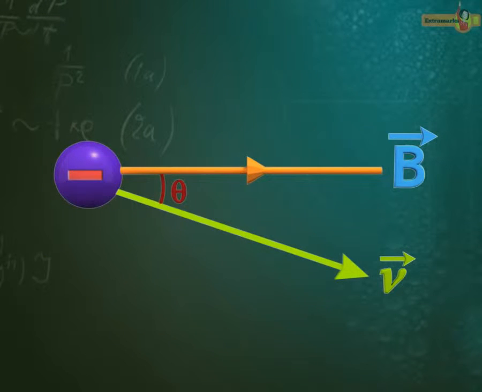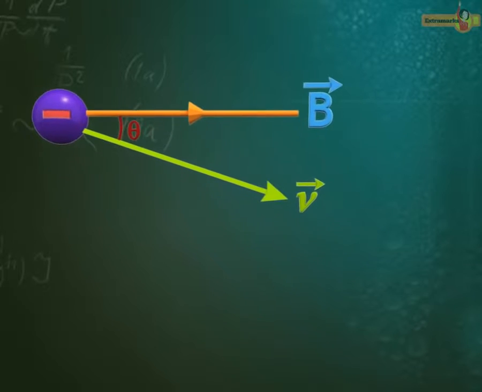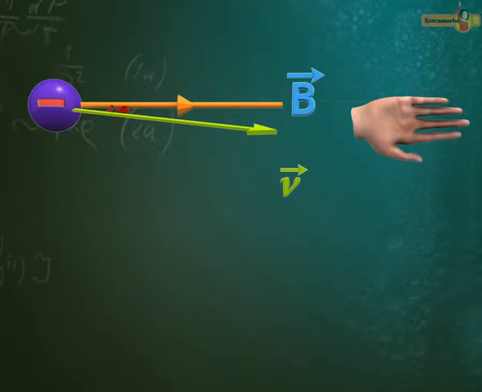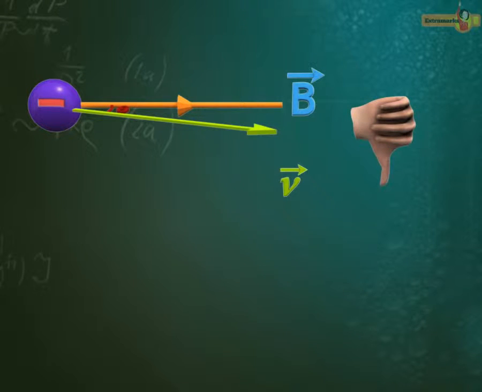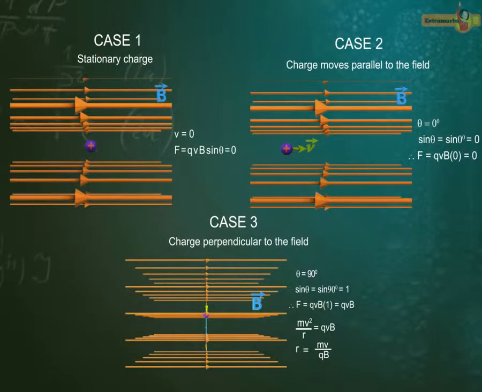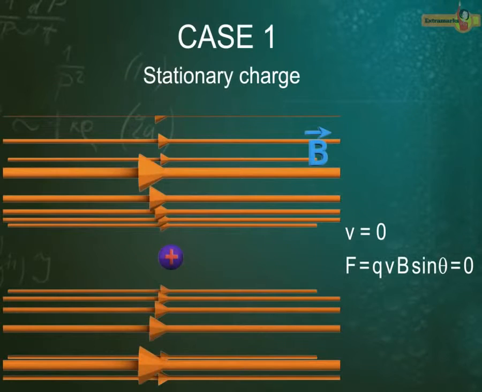If a negative charge moves instead of positive, then, according to the right-hand rule, the force will act in downward direction, and the particle gets deflected in the downward direction. Let us study different possibilities. Case 1. The positive charge Q is at rest in the magnetic field B. It remains at rest as the magnetic field does not exert any force on a stationary charged particle.